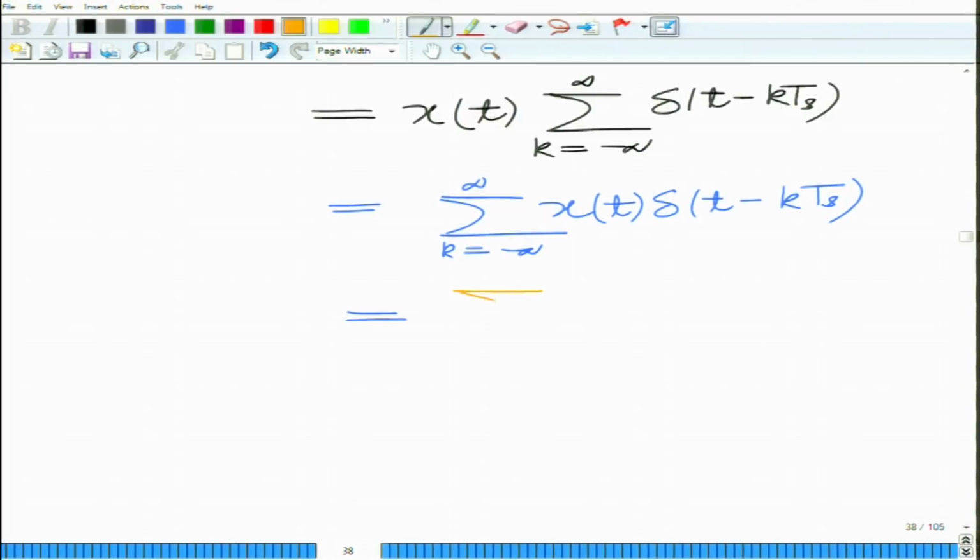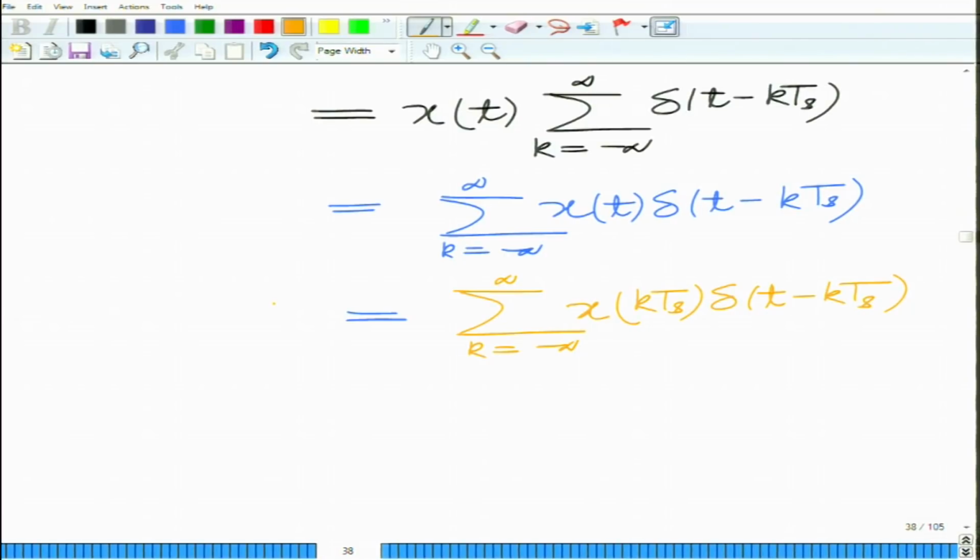Okay. So, for instance, they use the property that x t multiplied by delta t minus t naught is equal to essentially x t naught into delta t minus t naught. The impulse based at t naught, when multiplied by x t, extracts the value of x t at that value t naught. Okay. So, this is equal to summation k equals minus infinity to infinity x of k T s delta t minus k T s, and you can denote this as the sampled signal.